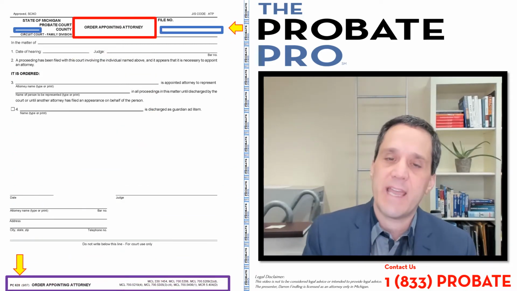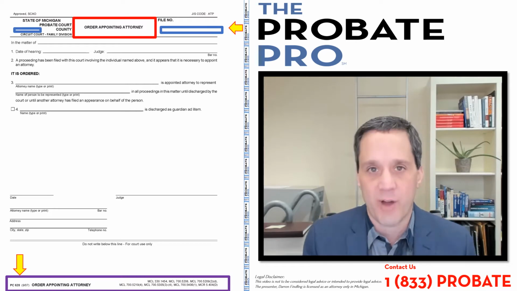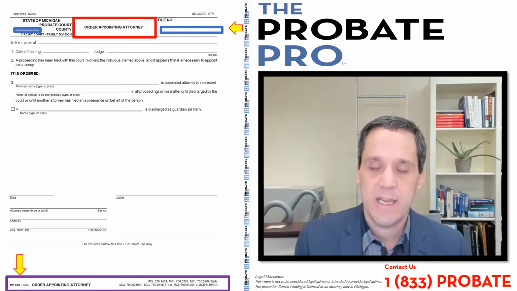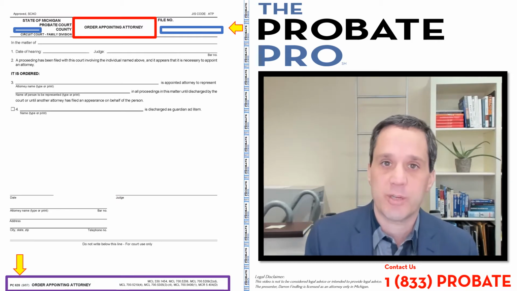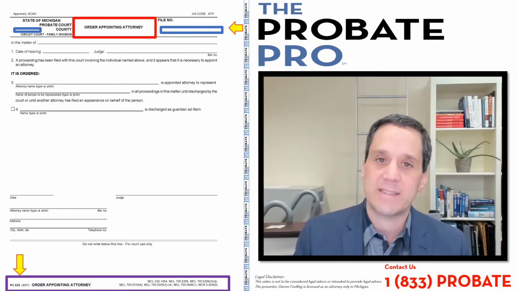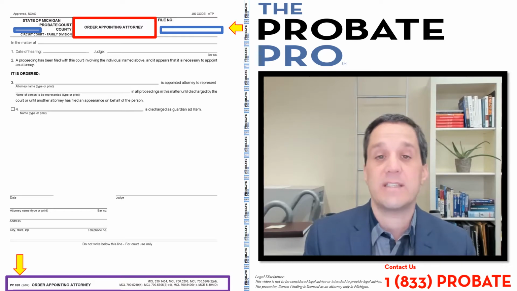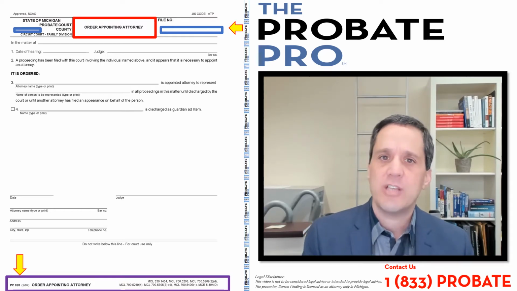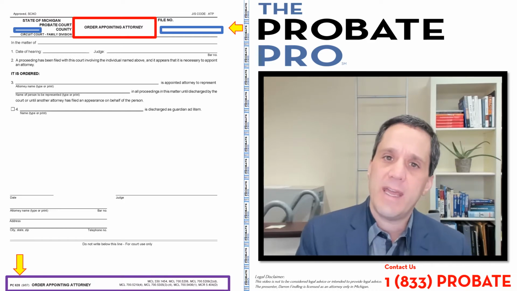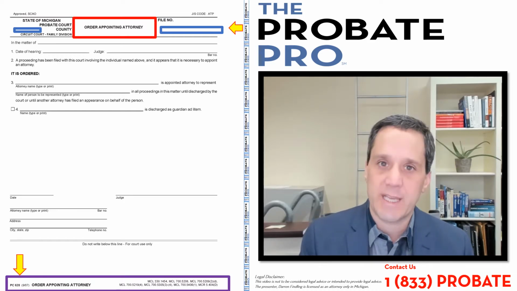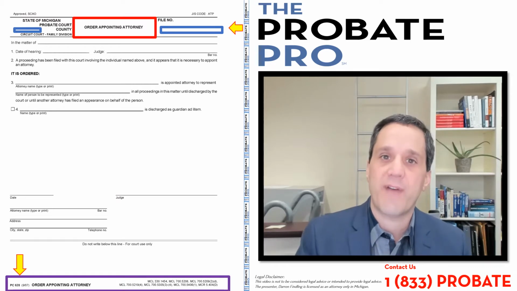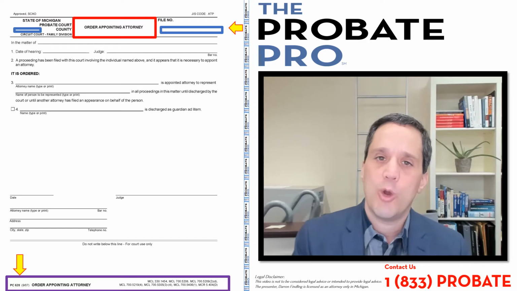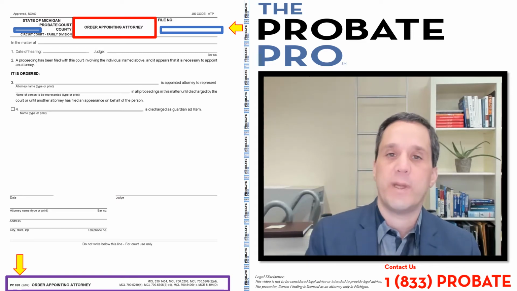This is a SCAO form, State Court Administrative Office, PC for Probate Court, Form 628. It is used in very particular circumstances in the probate process in which an individual is entitled to the appointment of an attorney through the state. So this is different than an attorney that is being privately retained, in which that attorney would file an appearance with the court. This form is used by the court when an order is being entered appointing an attorney on behalf of another individual.